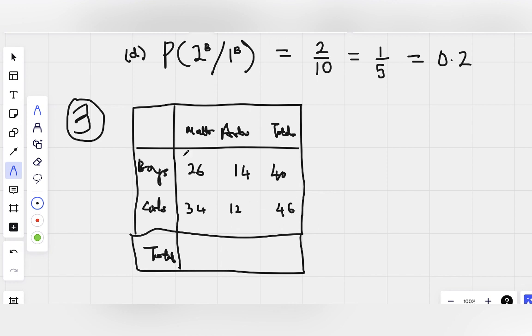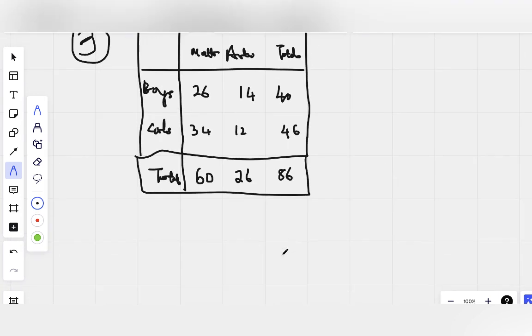Now, if you sum up the total number of students doing mathematics, whether boys or girls in the class, you get 60 here. And if you sum up the number of students doing art, whether boys or girls, you get 26 here. So if you add the total here plus the total here, 40 plus 46, you get 86. So this is the table we want to use to ask some probability questions.